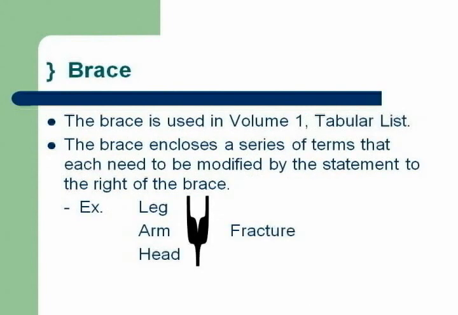The brace is used to connect a series of terms appearing on the left of the brace to a common term on the right of the brace. It is used in Volume 1, the tabular list. In the example, the brace is connecting the word on the right to the words on the left: leg fracture, arm fracture, head fracture.